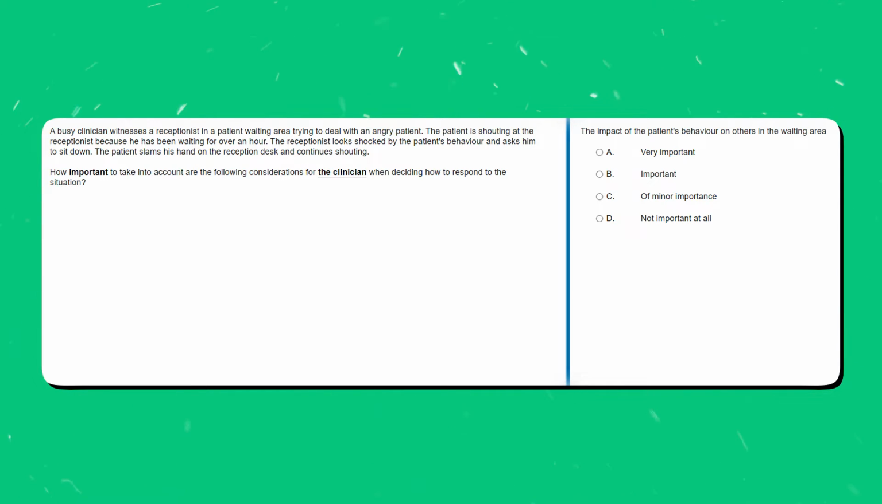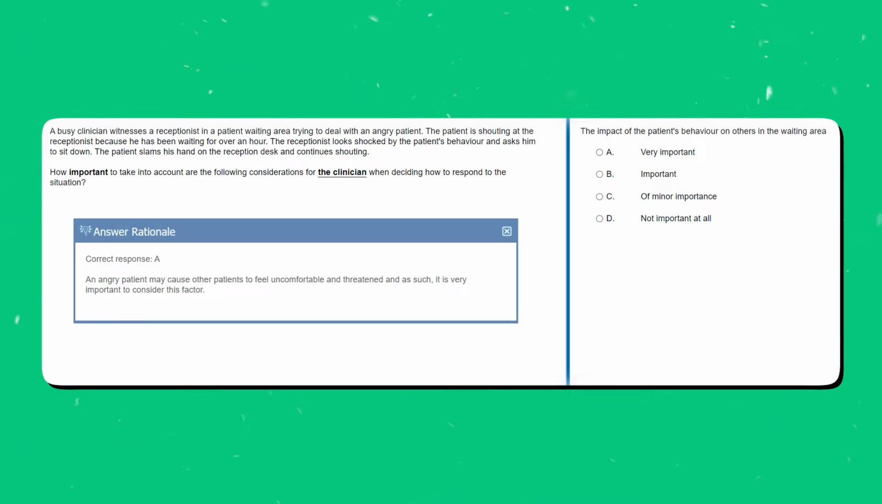How important to take into account are the following considerations for the clinician when deciding how to respond to the situation? The impact of the patient's behavior on others in the waiting area. Is this A, very important, B, important, C, of minor importance, or D, not important at all? Take a moment to pause the video here and try to answer this question yourself.